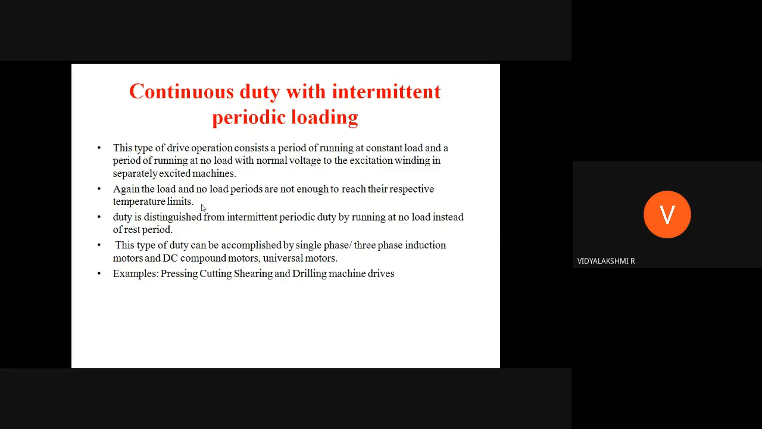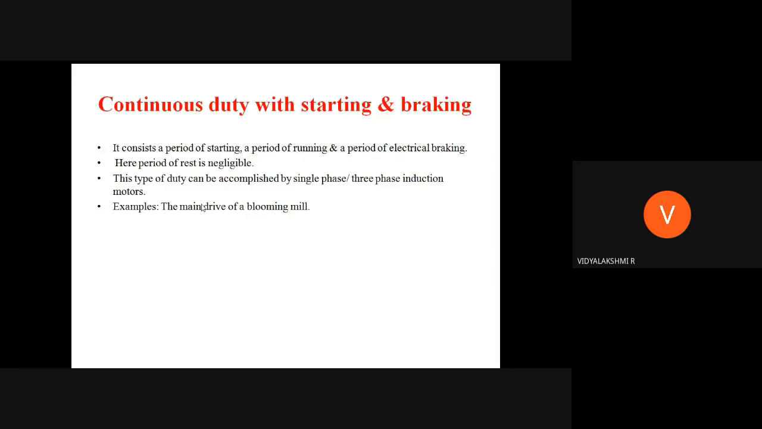No. And the next one is continuous duty with starting and braking. Here it is continuously running. There is no rest period. So the drive will be running without a rest condition. Starting, running and braking. Again starting, running, braking. There is no period of rest. That is called continuous duty with starting and braking.